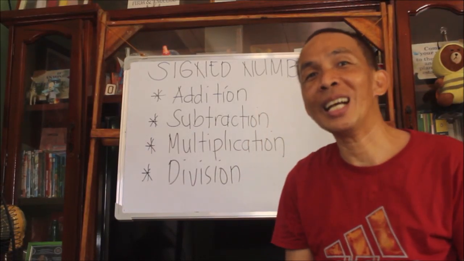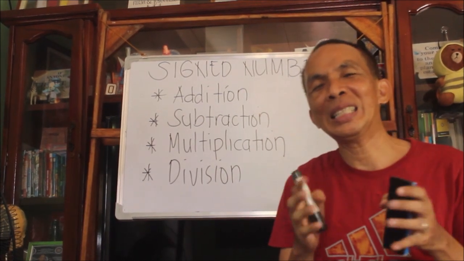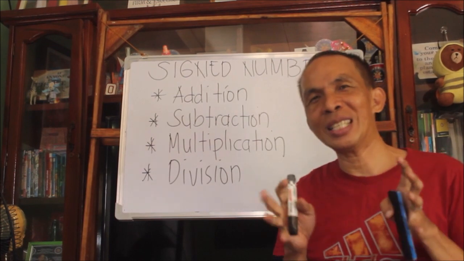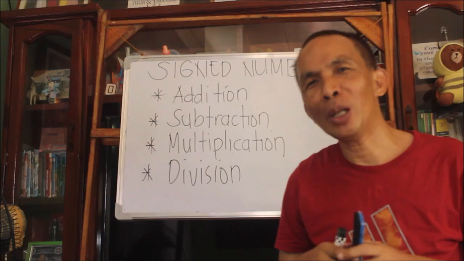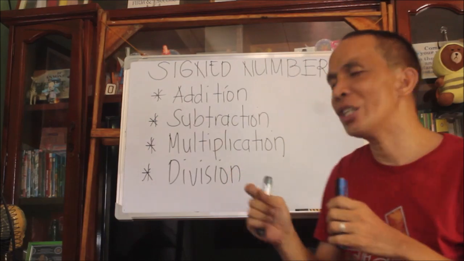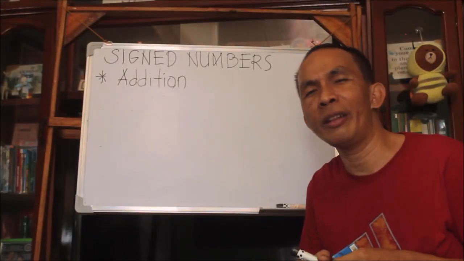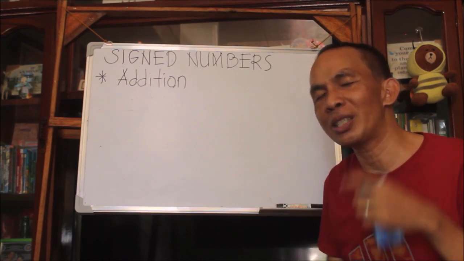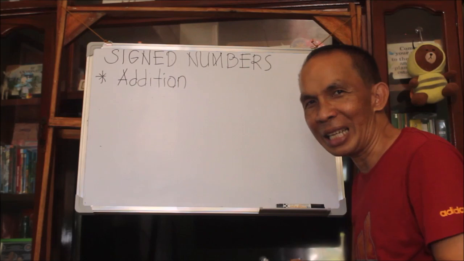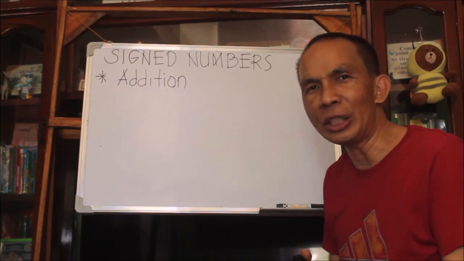Today we're going to discuss another lesson under learning strand number 3, or mathematical and problem solving skills. This time we're going to tackle addition, subtraction, multiplication and division of signed numbers. In this lesson you're going to become familiar with the different rules in addition, subtraction, multiplication, and division of signed numbers. So let's start with the rules in addition.